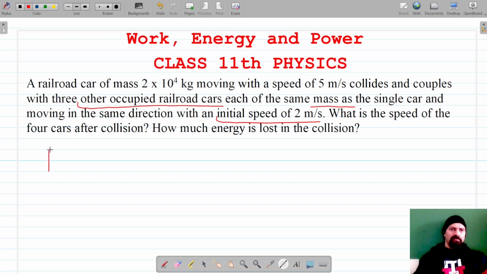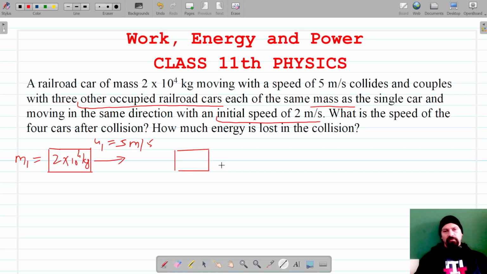So let's say this is the first railroad car, and this is initially moving with a speed of 5 meters per second. So its initial speed is 5 meters per second and its mass is 2 × 10^4 kg. Let m1 be its mass.